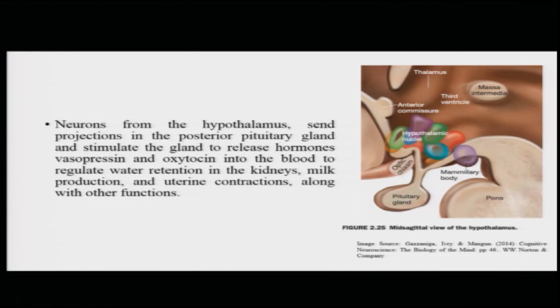Now, neurons from the hypothalamus send projections to the posterior pituitary gland as well, and they can stimulate the gland to release hormones like vasopressin and oxytocin in the blood, basically to regulate water retention in the kidneys, milk production in lactating females and uterine contractions and so on. So, in that sense it takes care of some of the very important functions of the body.